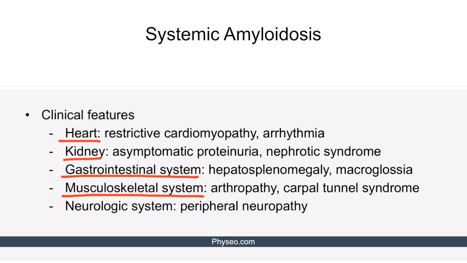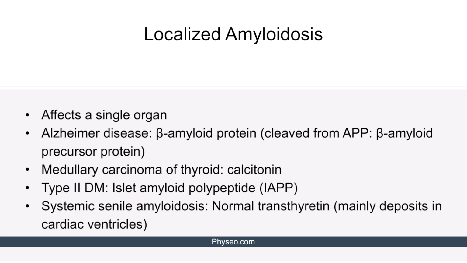And finally, the patient can present with peripheral neuropathy if the neurologic system is affected. All right, now let's move on to localized amyloidosis. This affects a single organ. It can be seen in several conditions.